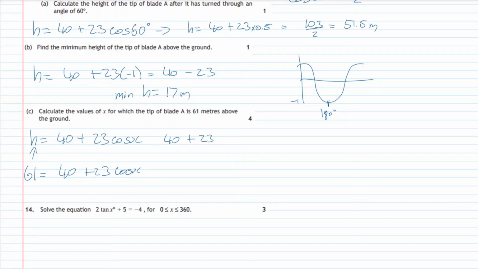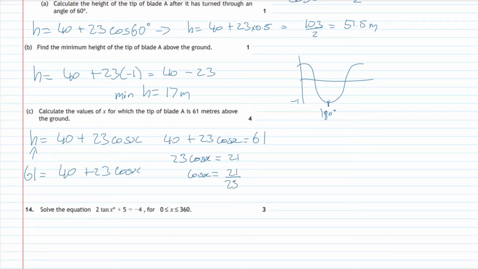You don't have to do this. I just think it'll be easier to see. So I've just flipped the equation about, and that's fine. Right, I'm going to take the 40 across by minusing 40 from both sides. That leaves us 23 cos x on the left and 21 on the right. And then to get cos x on its own, we just divide by 23, so we end up with cos x equals 21 over 23.